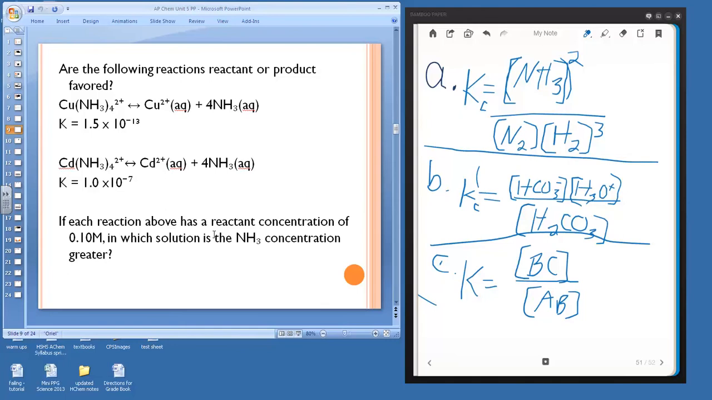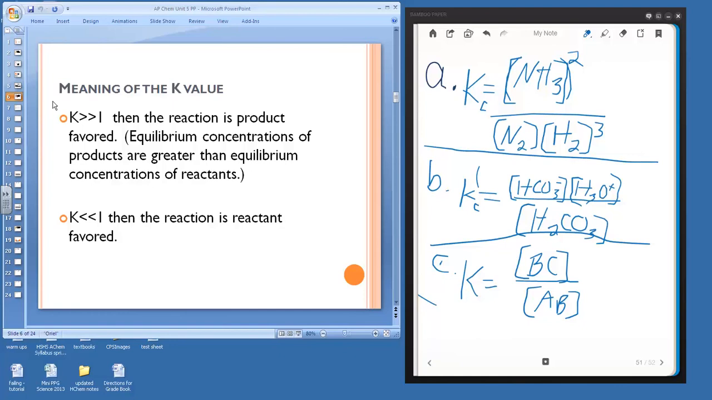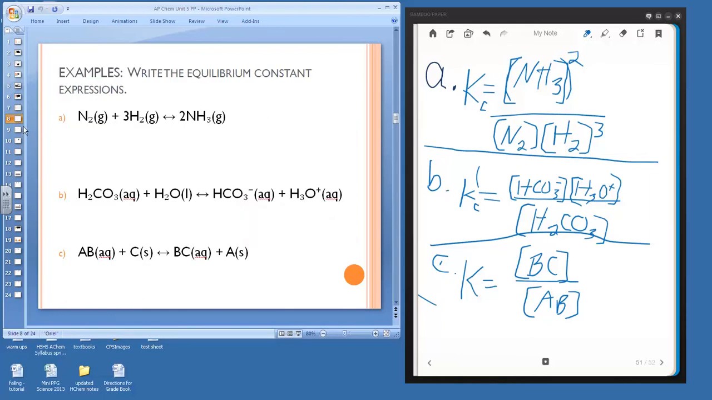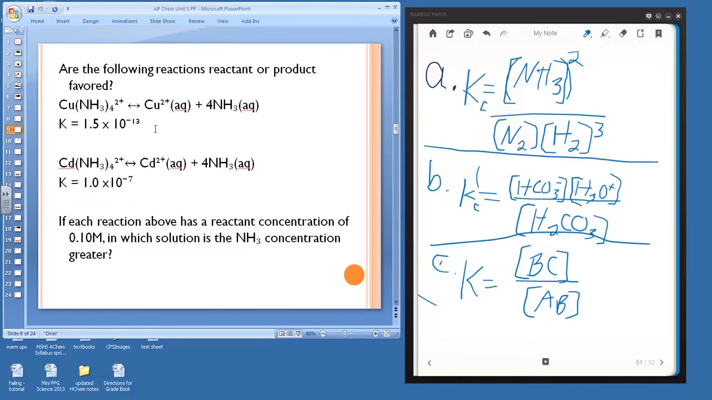So moving on to the next part of K expressions. You should be able to look at a reaction and its K value and predict whether it's reactant or product favored. Now, again, if we go back and take a look at what we wrote down here, if K is greater than 1, the reaction is product favored. If K is less than 1, the reaction is reactant favored. So when I look at these K values, because he's less than 1, this is a reactant favored reaction.